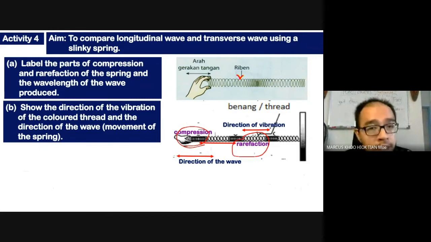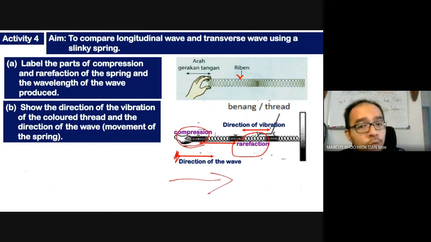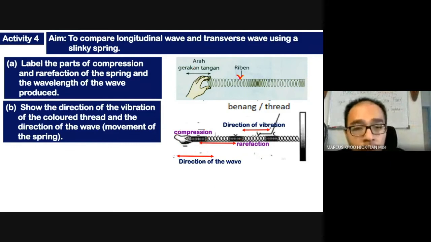So show the direction of the vibration of the colored thread. The direction of vibration of the colored thread is here, back and forth, and the direction of the wave should just be going forward, because you're pushing it this way. But the movement of the spring, I mean, unless you move your hand back and forth. Oh, it is. Okay, sorry. So the movement of this one is also back and forth. The wave will go forward and backward until you stop pushing it. But as you move, you're going to see these compression areas and rarefaction areas.